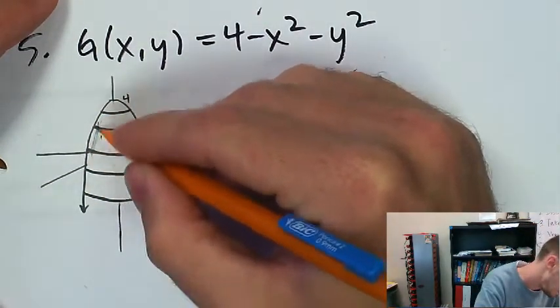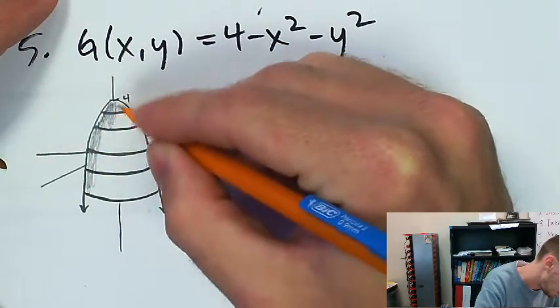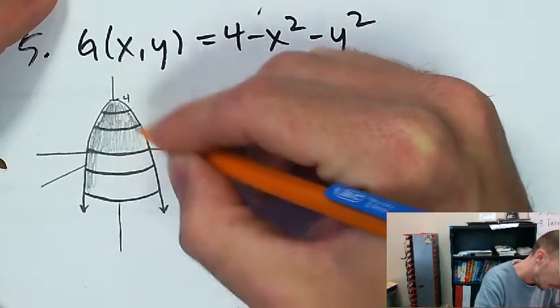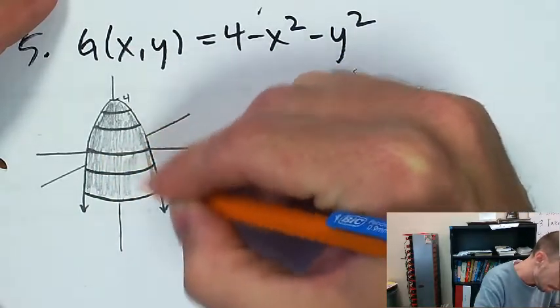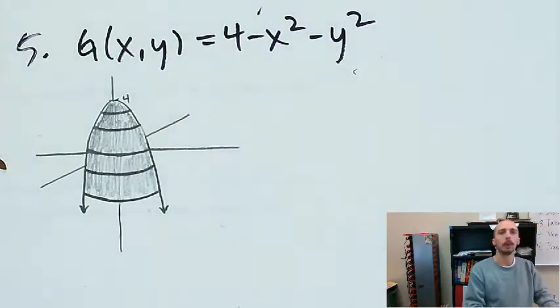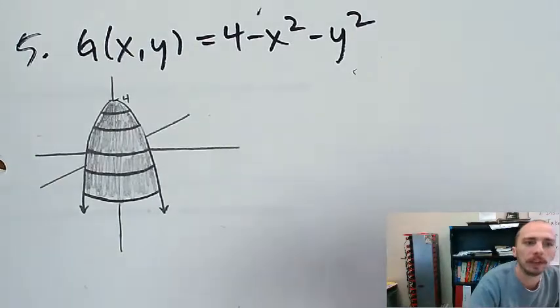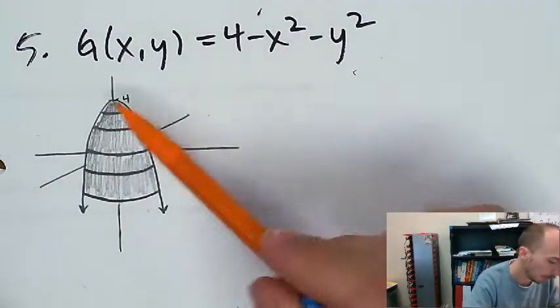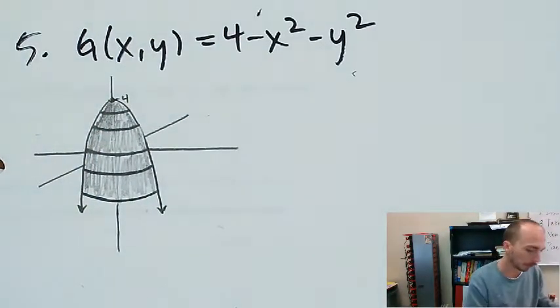All right, and then maybe I'll give it some shading. Shading with a mechanical pencil is not always the most fruitful endeavor. And it's going to keep going, obviously. X and Y can be whatever they want, and Z will just be always less than 4, or potentially equal to 4 at the origin, right there. All right, and that's a pretty decent sketch, as good as I've got.